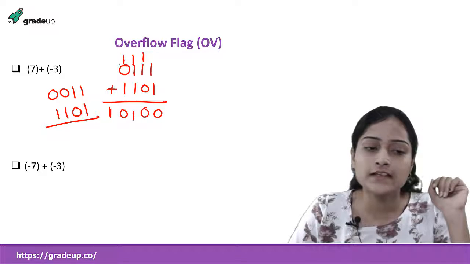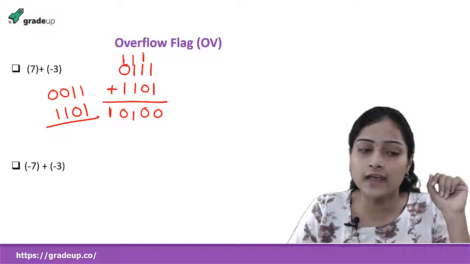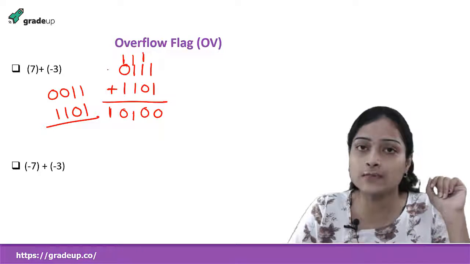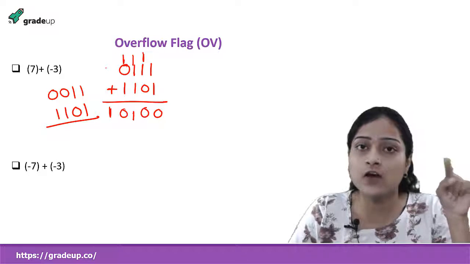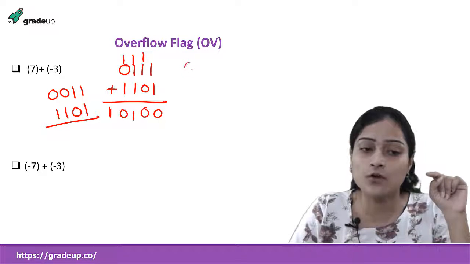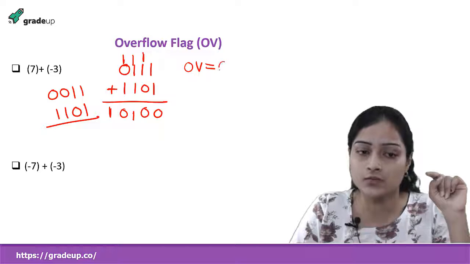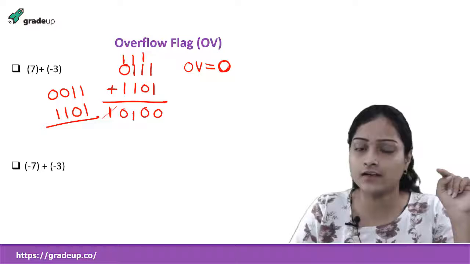Here see, there is 1 bit of carry in and 1 bit of carry out of the MSB. That is, the carry in is also 1 and the carry out is also 1. Then your overflow flag is this time 0. Okay, and this bit will be discarded basically.